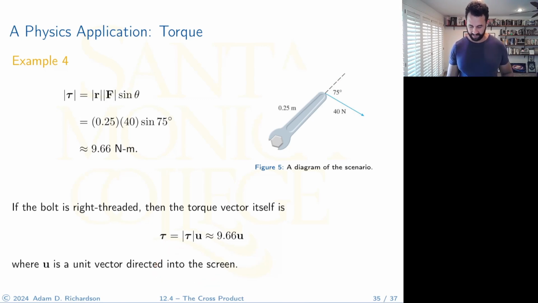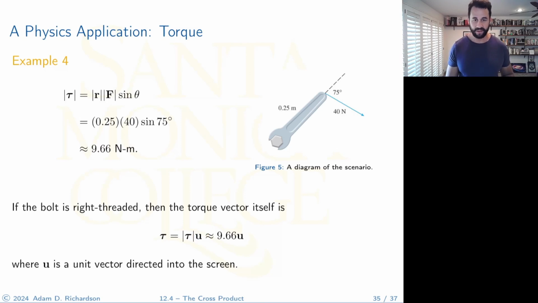Now we only needed the size of the vector, so you can use a calculator to get an approximation of sine of 75 and multiply it by 10 right there. We only needed to know the size, and that's what we got right here. The actual size is this. If we wanted to know the vector itself, then we just take the size of that torque and multiply it by a unit vector in the direction of the torque vector.